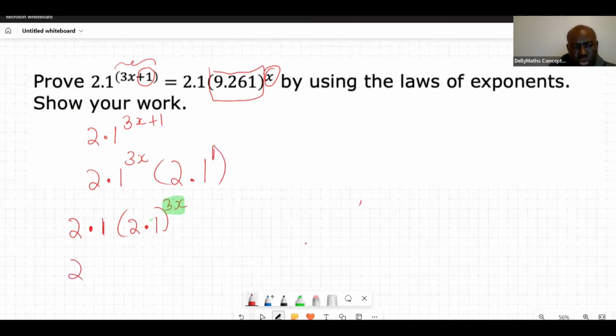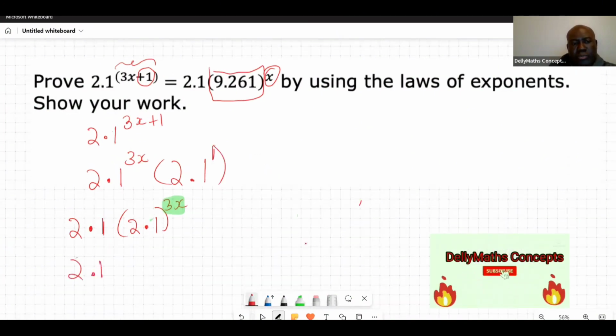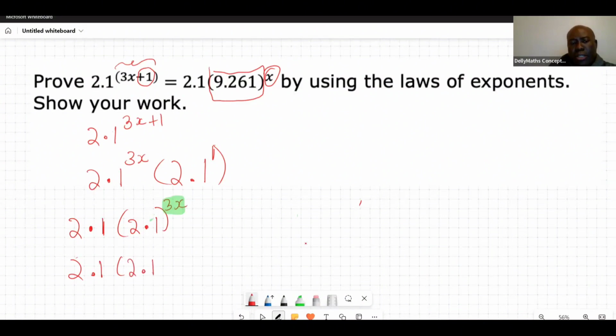So I'm going to have 2.1, and then in the bracket, I'm going to create this where I'm going to separate the x and the 3 here. So I'm going to raise this to the third, and then I'm going to keep the x on the outside. So now I'm going to find the value of this.